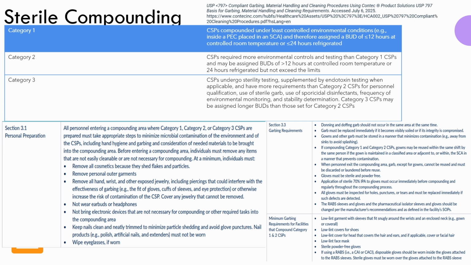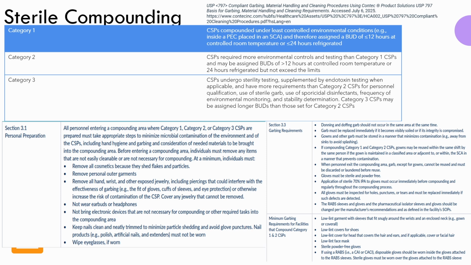With the first category, it just needs to be in controlled environment conditions, such as being placed in a hood in what is known as a segregated compounding area. Typically your beyond use date here is less than or equal to 12 hours at controlled room temperature or less than or equal to 24 hours refrigerated.